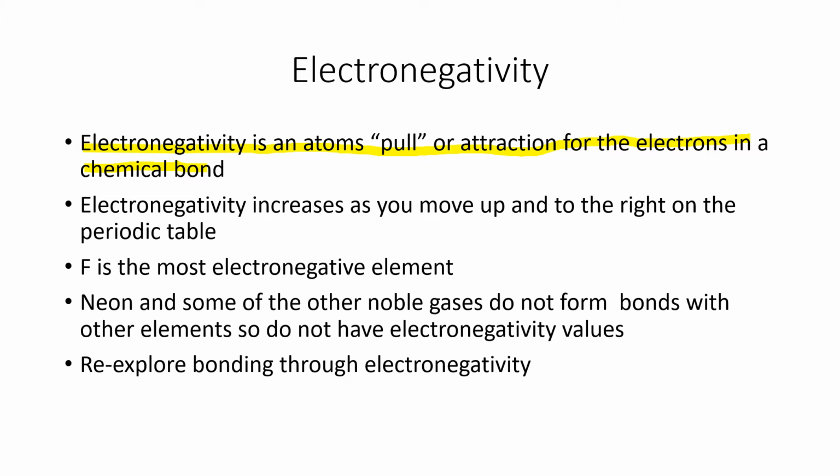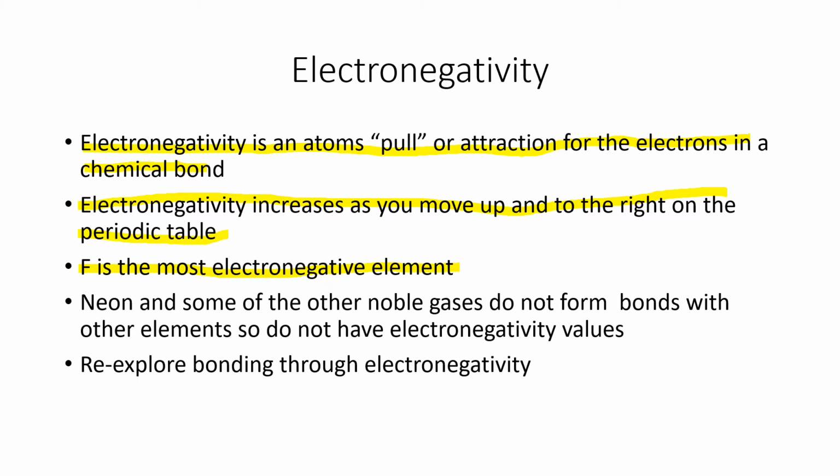When we look at the periodic table, there are some trends that we're going to be able to see. Electronegativity will increase as you move up on the periodic table, and also as you move to the right. So as you're moving up, it is increasing. As you're moving to the right, it is increasing. An easy way to remember that is that fluorine is the most electronegative element, and it lives in the top right-hand portion of the periodic table.